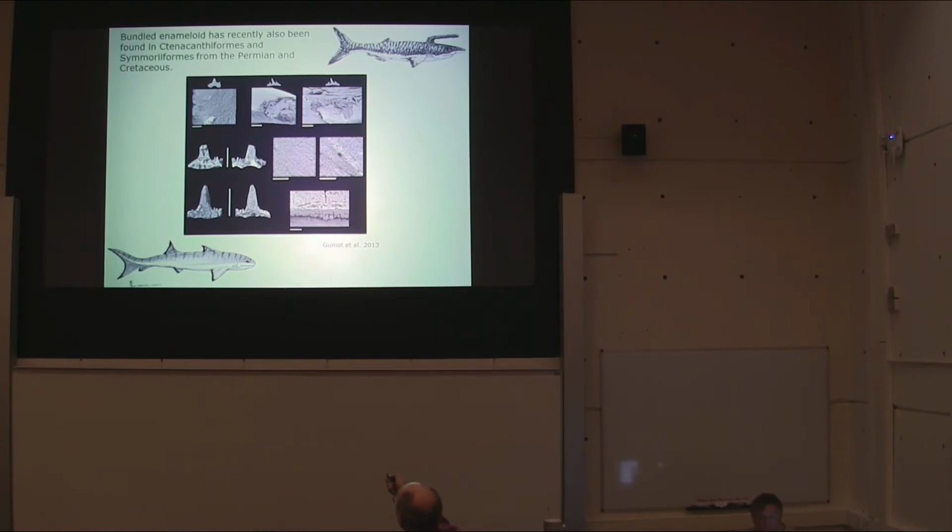actually this parallel bundled enameloid, not in Neoselachian sharks at all, but in tenaconthiform sharks that he found in the Cretaceous of France, together with some symmoriforms. So here you have just some illustration of what these sharks could look like. And Guillaume checked the structure of these, at least the tenaconthiform teeth, on teeth from the Permian. And again, he always found this kind of bundled parallel enameloid, which is probably a bit different from what you have in the Neoselachian sharks because the structure is a bit looser.